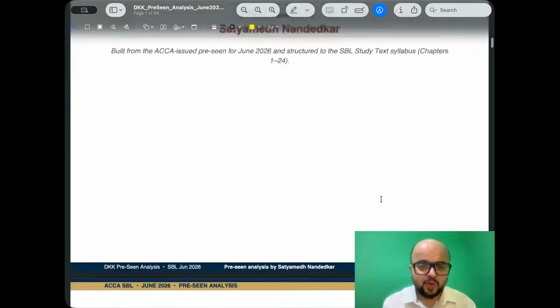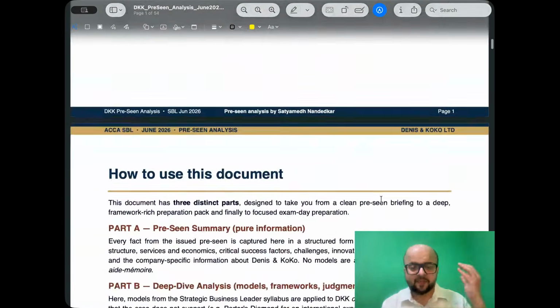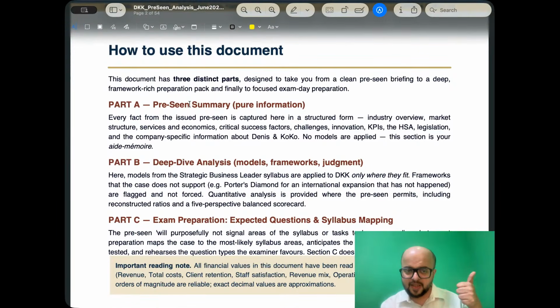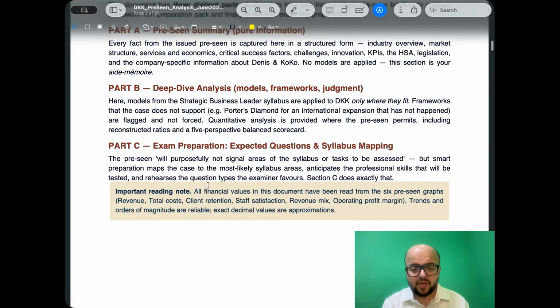Okay. So this pre-seen has three parts, like I told you. The pre-seen summary, which is not a summary, it's an expansion. Then you have the deep dive analysis, where I have looked at models, frameworks, and everything. And then the last part is your exam preparation.